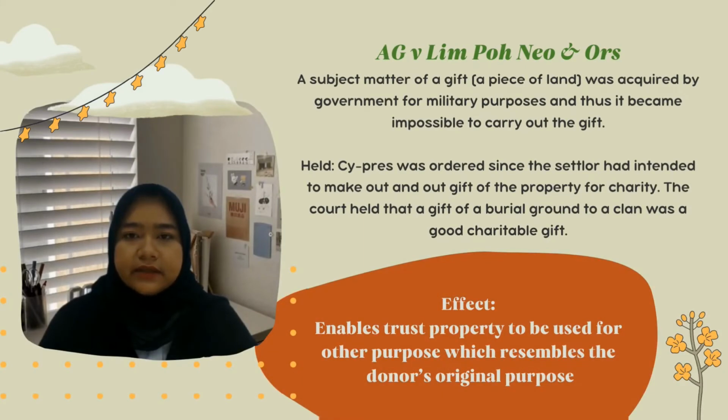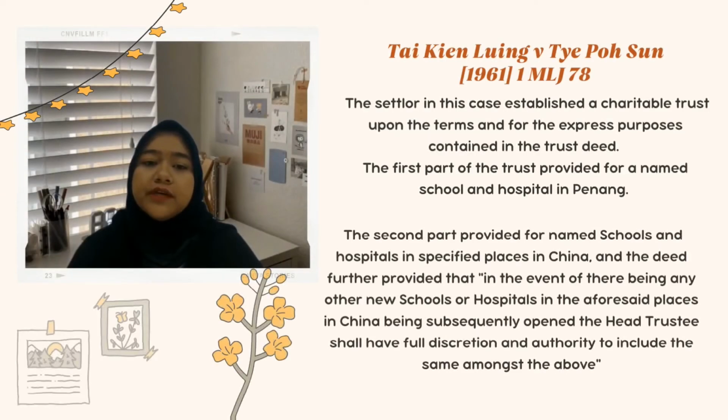The second case is the case of Attorney General against Lim Poh Neo and others. In this case, the subject matter of a gift, which is a piece of land, was acquired by government for military purposes, and thus it became impossible to carry out the gift. The court held that cy-près was ordered since the settlor had intended to make an out and out gift of the property for charity. The court also held that a gift for a burial ground to a clan was a good charitable gift. So from this case, the effect is that it enables trust property to be used for other purposes which resemble the donor's original purpose. Moving on to the next one.